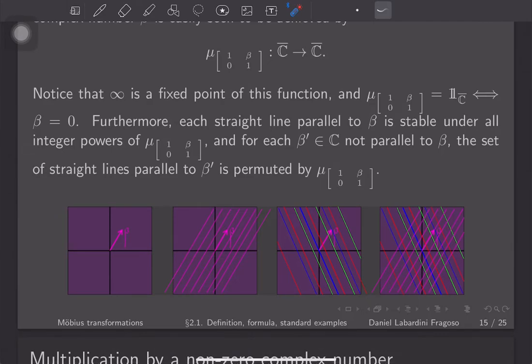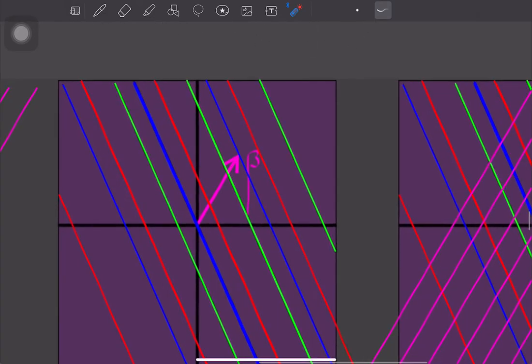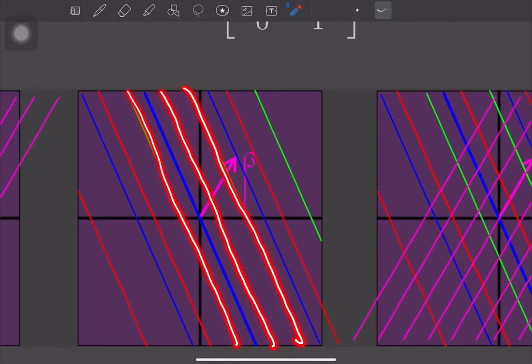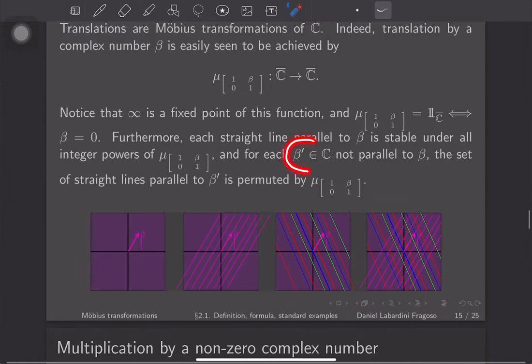So that's obvious. And then if I take any vector which is not parallel to beta, and I consider all the lines parallel to my new vector, then such a line is not stable under translation by beta, because it's really completely moved. But it's moved into another line of the same family, which is also parallel to my vector, not parallel to beta. And if I take another member of the family, its image is not itself, it's not stable under the translation by beta, but it's another member of the family. Which family? Again, the family of lines parallel to my fixed vector, not parallel to beta. So this would be this vector beta prime.